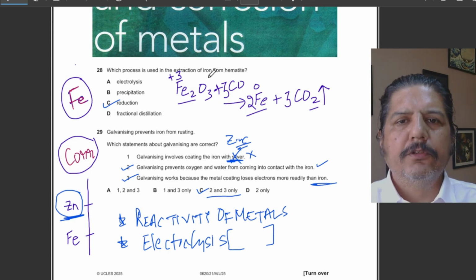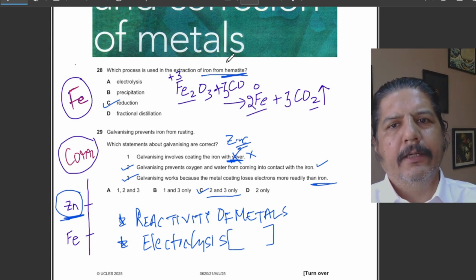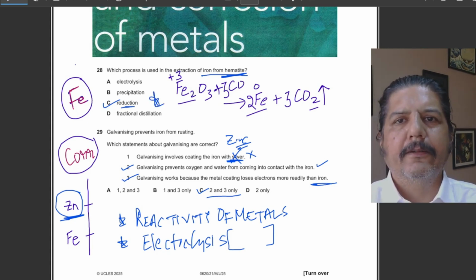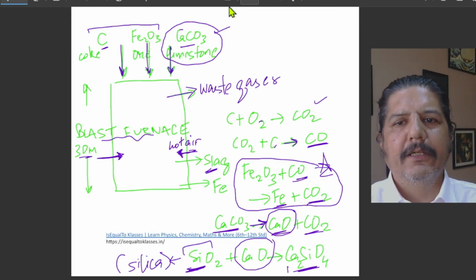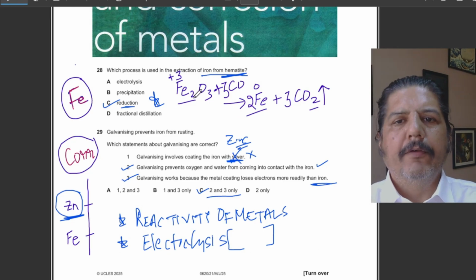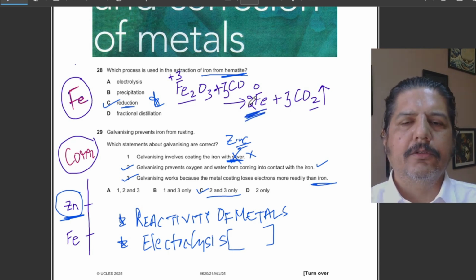Which process is used in the extraction of iron from hematite? Hematite is the ore of iron. Remember that. So it's a reduction reaction. This is the reaction I was writing with Fe2O3. As I've told you, that one is not a balanced reaction. The balanced one is Fe2O3 plus 3CO gives 2Fe plus 3CO2. So this is the iron that we get. This is the extraction of iron.